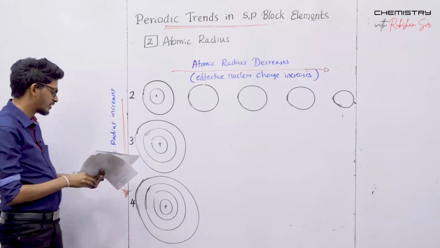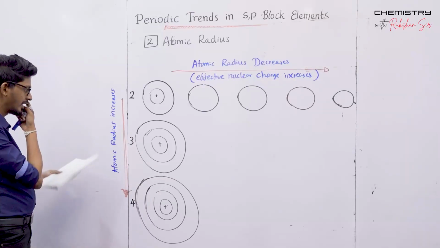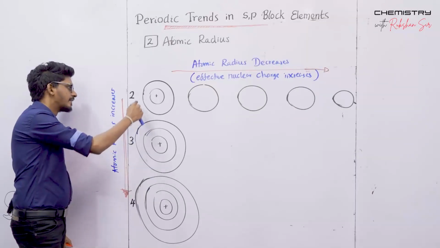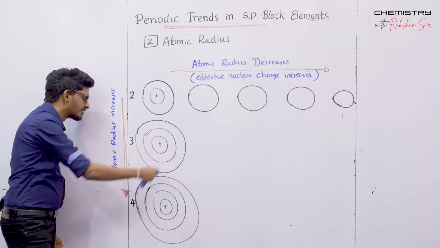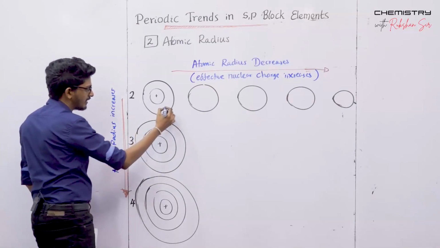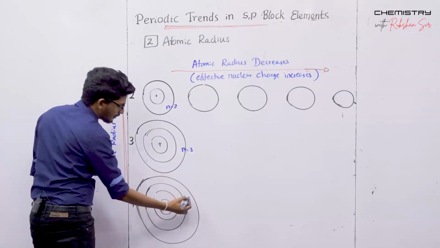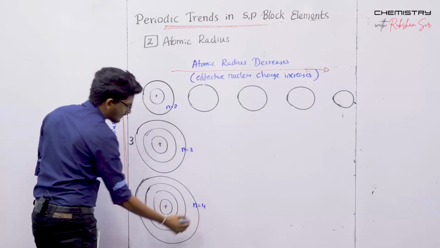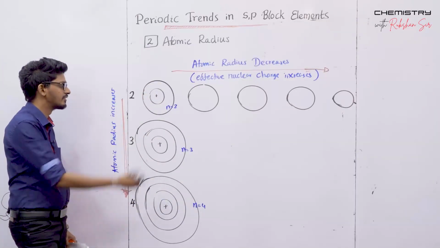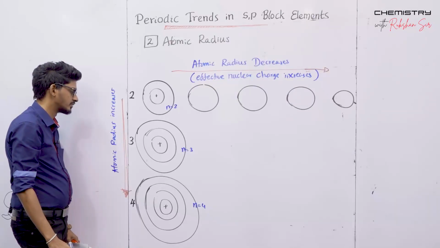The number of electronic shells where electrons reside increases. One can say it another way: the principal quantum number of the valence shell increases. Here the principal quantum number is 2, here it is 3, here it is 4. The principal quantum number of the valence shell increases. That is why the atomic radii increase going down.